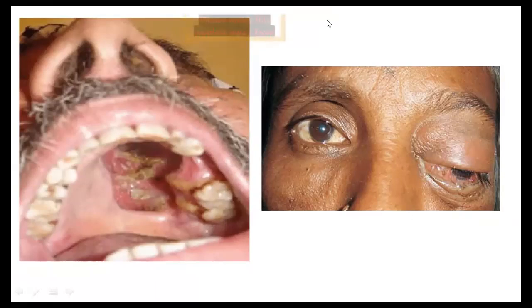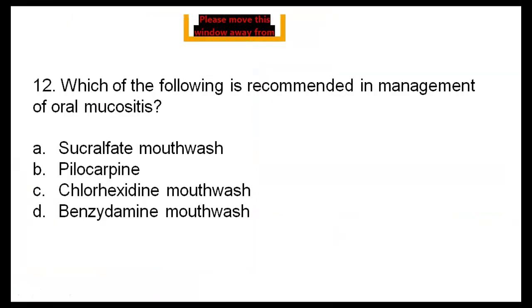Okay, does that answer your questions? I hope this is clear. I'll go on to the next question. Which of the following is recommended in the management of oral mucositis?